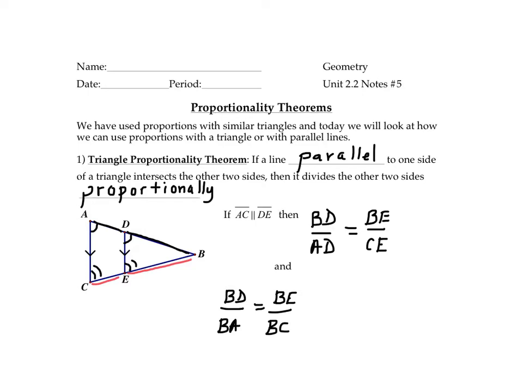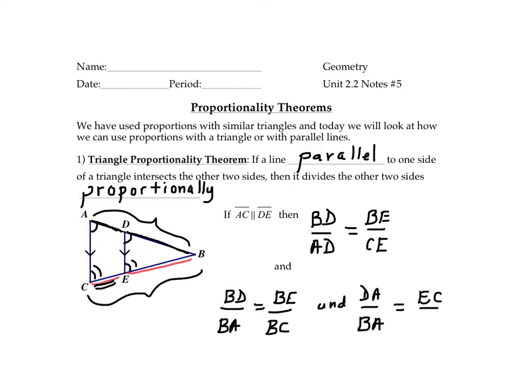We can also say, in a slightly different way, that line segment DA, that little piece in this triangle, over BA, the whole side of the triangle, would be equal to CE, this little piece, or we can call it EC, over this whole side. And we're going to call that BC.